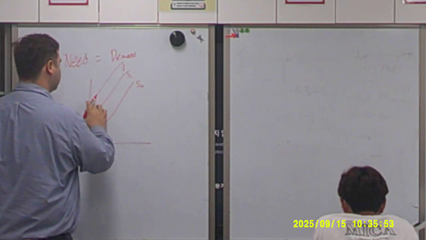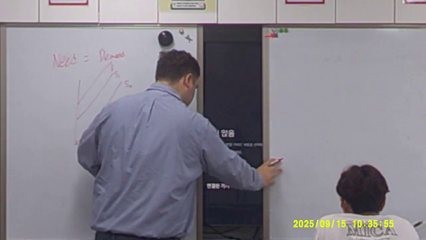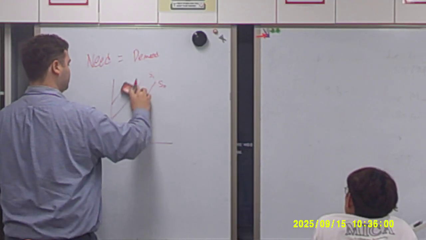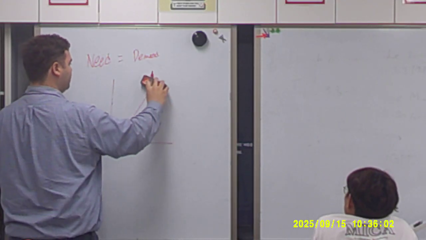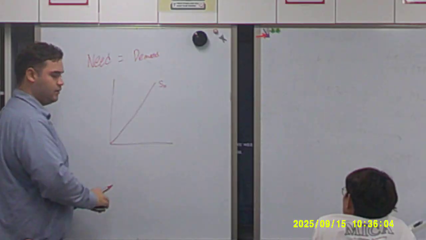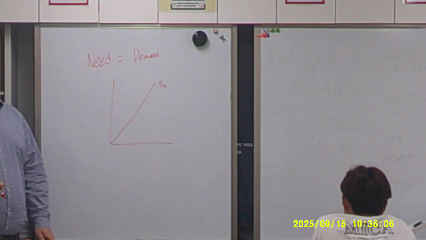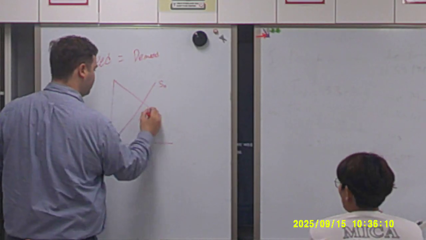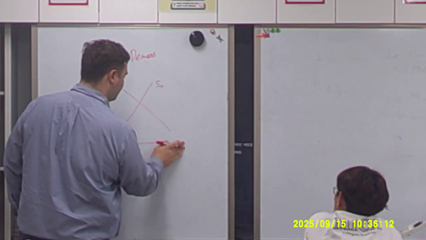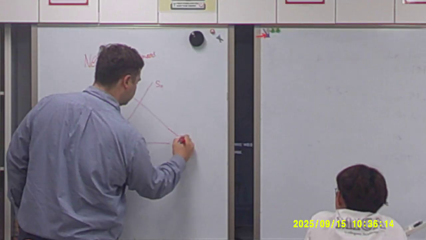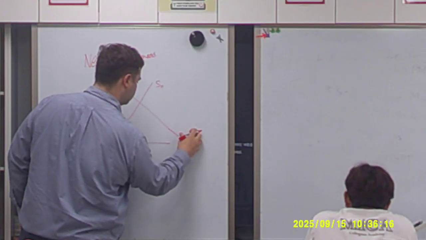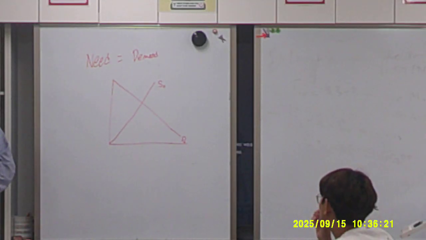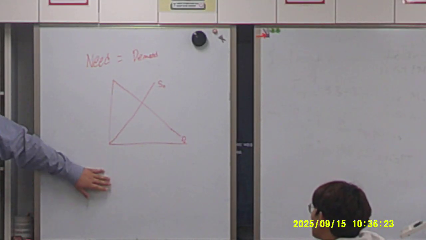All right. So, this one is supply. Okay? Now, which one is demand? What's demand look like? This way. Downward sloping. Downward. Good. Okay? We also are going to label this 0.